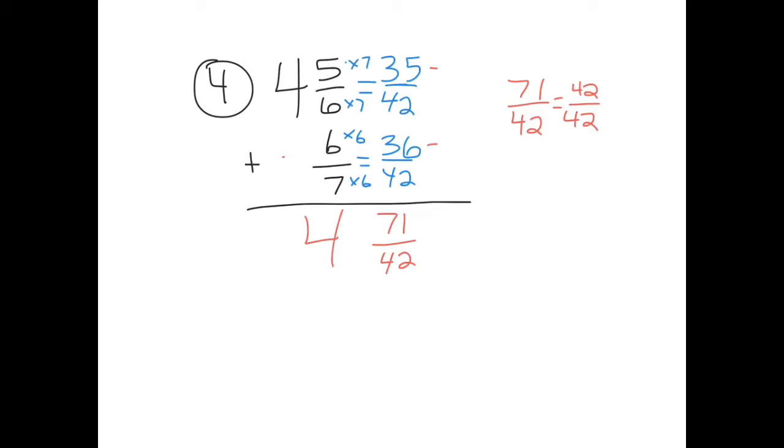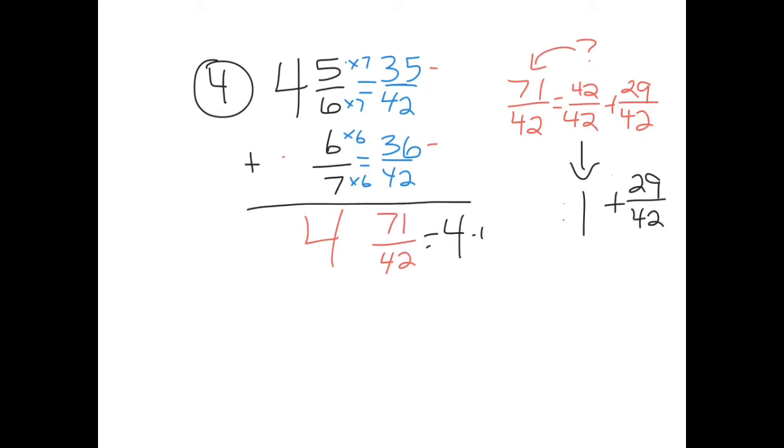But what does that leave me from here? Well, let's do a little bit of quick calculating to find out. Looks like it leaves me 29. Well, 29 out of 42 isn't going to make another whole. So what does that show me? It shows me that if I break apart this fraction greater than 1, then I've got 1 whole in there plus this fraction part as well. So this is what I need to put back together. 4 plus 1 is 5, and 29 over 42.